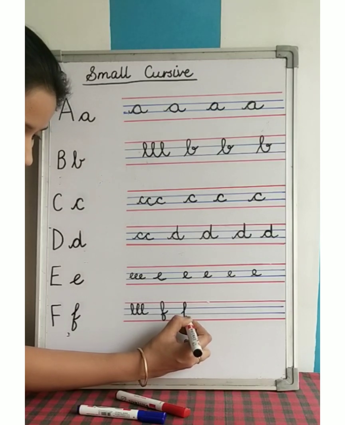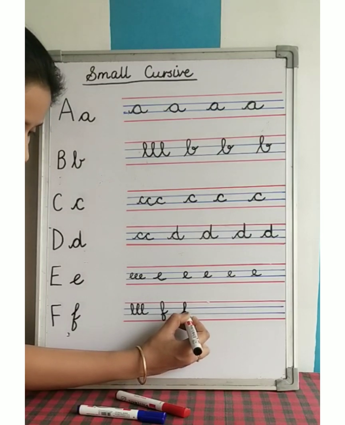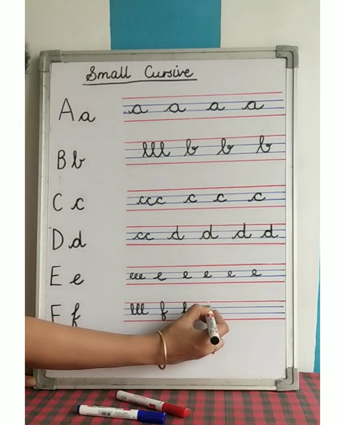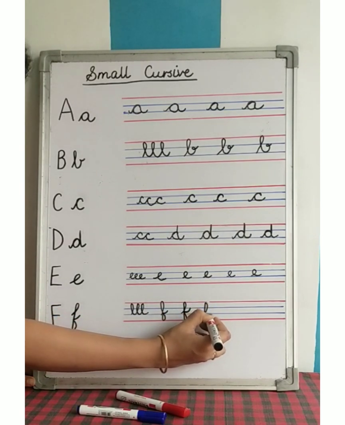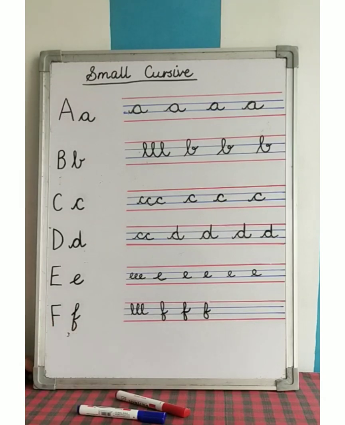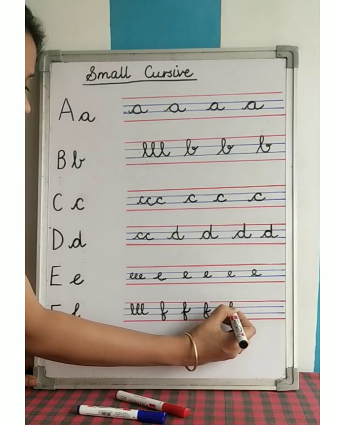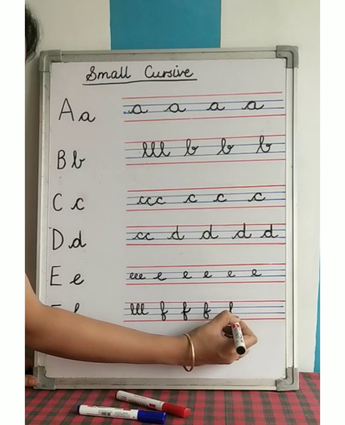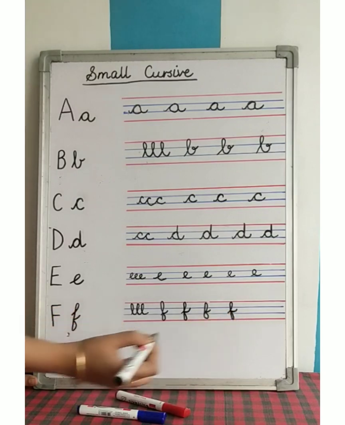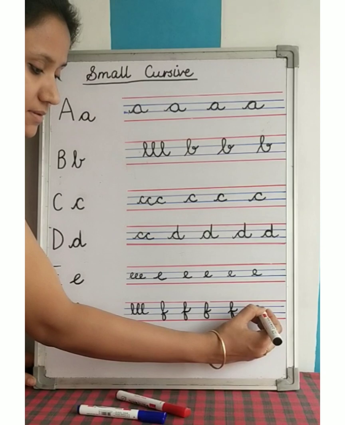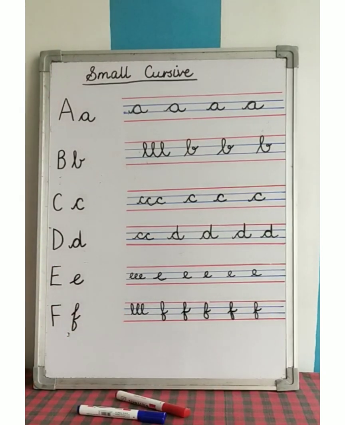First we will draw this pattern upwards, then downwards, touching the fourth line, the red line, and then a small tail like this. So let us see it again. First pattern number 1 upward, then pattern number 2 downwards, and then a tail. First pattern will touch the upper red line, second will touch the bottom line, and then a tail.